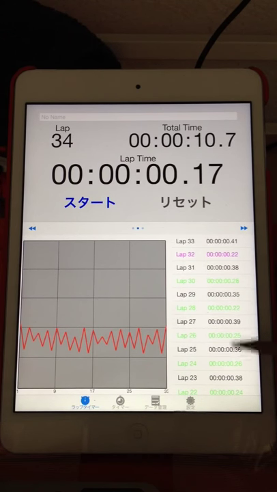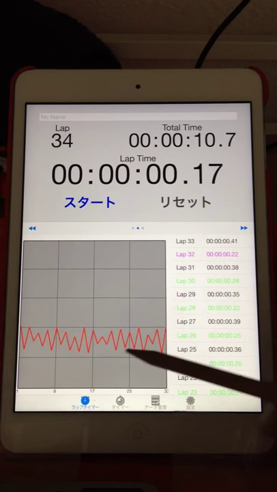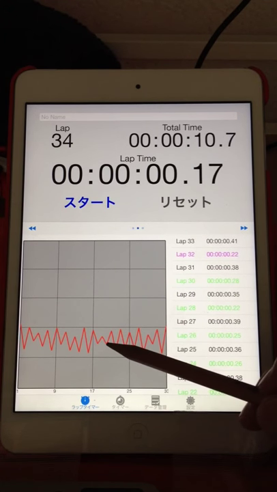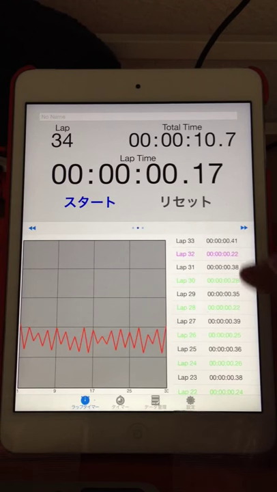Fourth bar, 1, 2, just the same, the difference is 1.7. And weakest bounce, this and this.